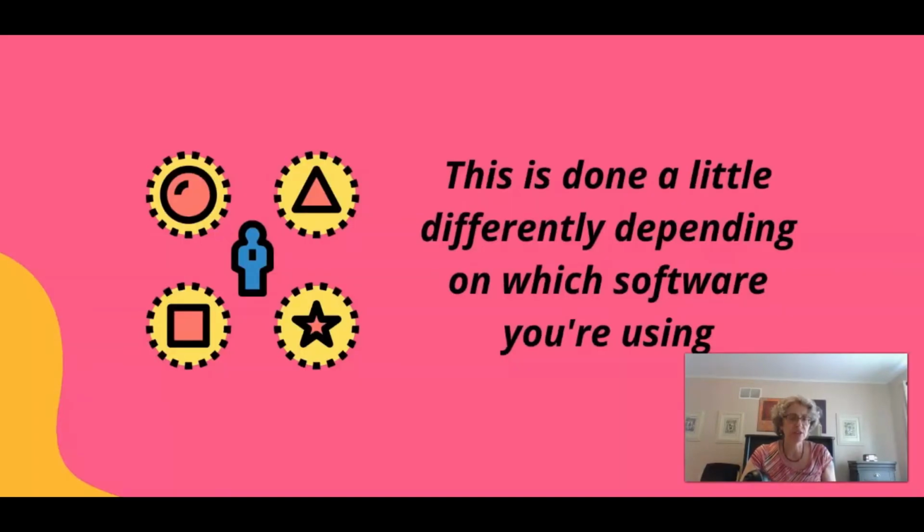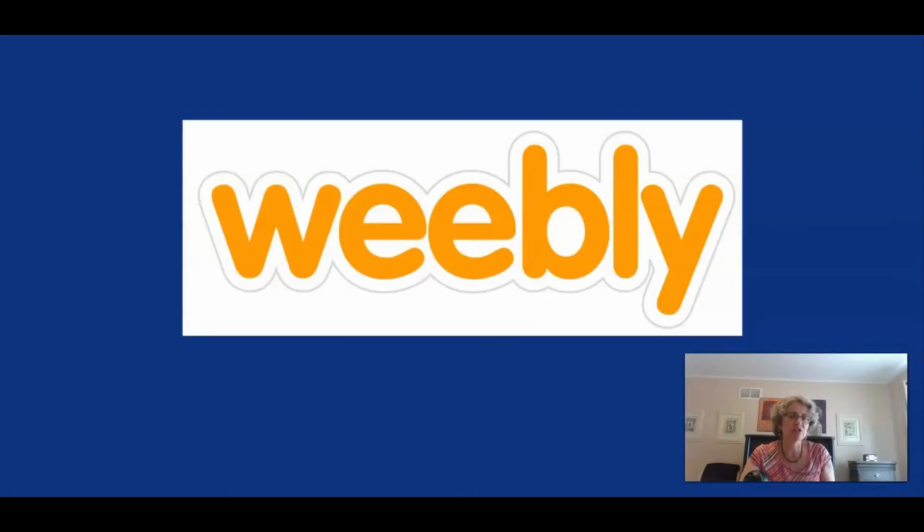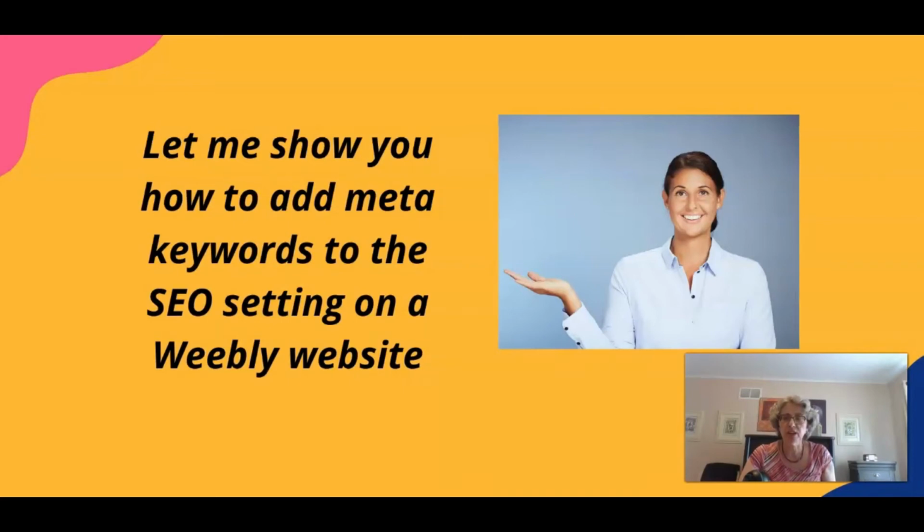Now this is done a little differently depending on which website building and or hosting software you're using. I've used lots of different website builders over the years, but now I just use Weebly. They are by far, at least in my opinion, the easiest to use because the builder is literally drag and drop. So let me show you how to add meta keywords to the SEO settings on a Weebly site. Just know that if you use another website builder, the steps will probably be a little different for you, but you should get enough info from the following video clip to get a good idea of the procedure.